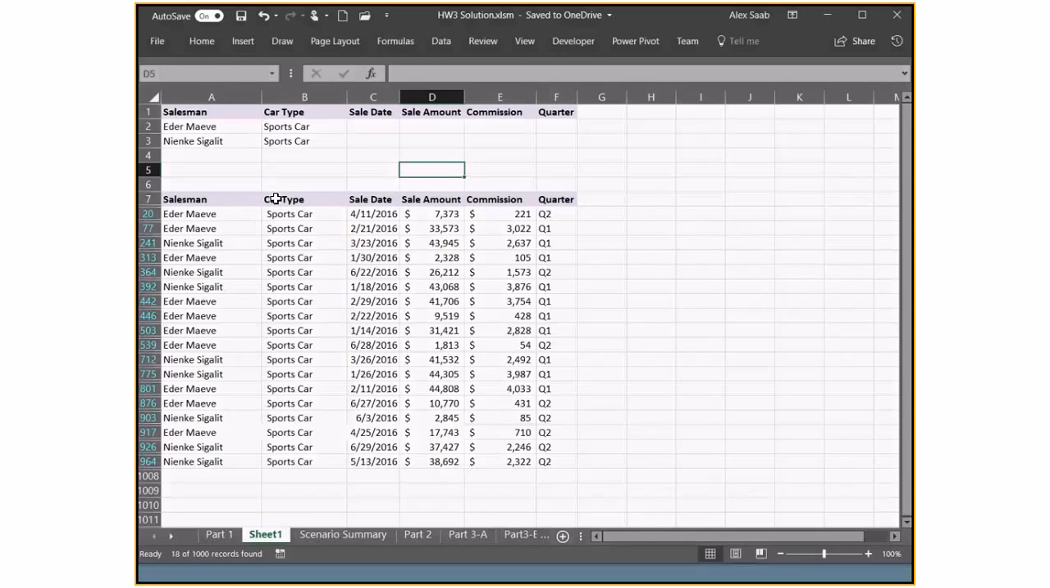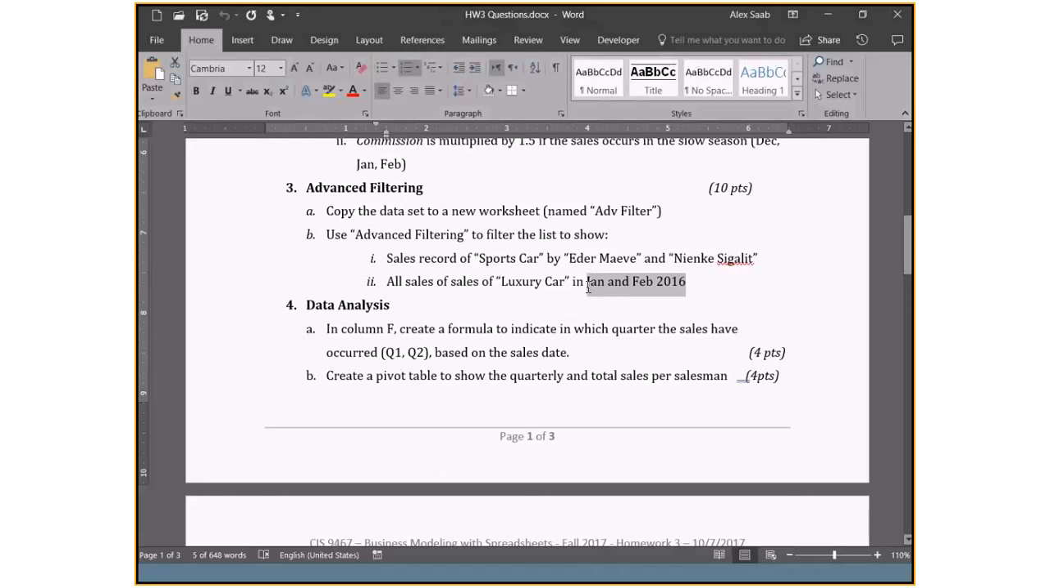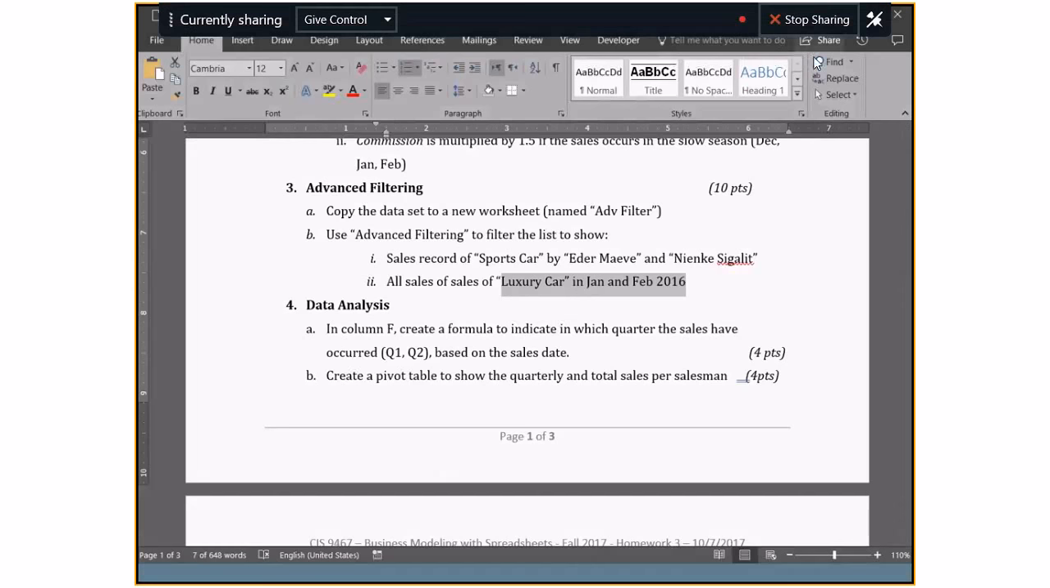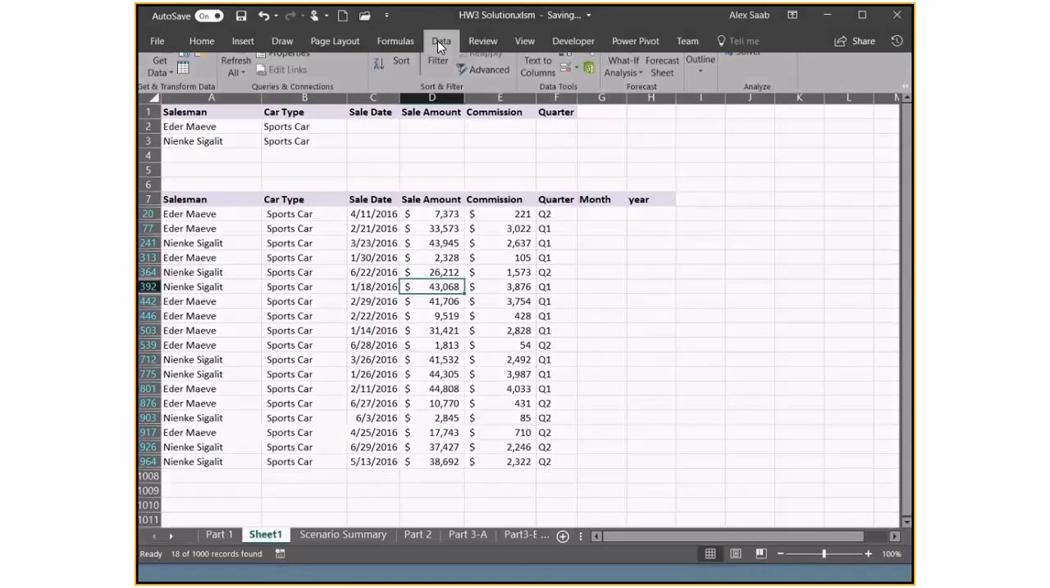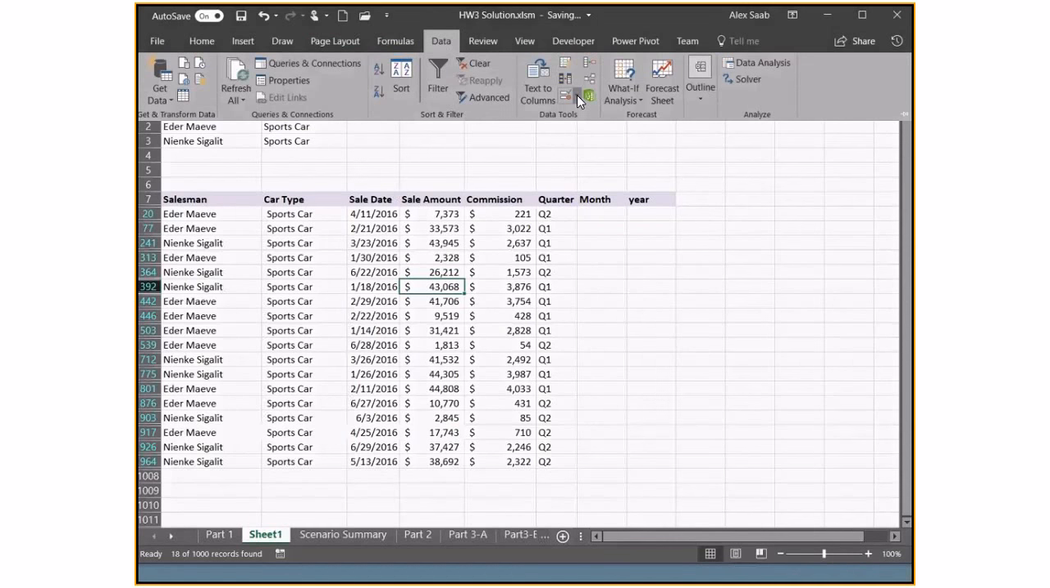I'll think about it. Can you just do this? Hold on, January, February 2016. So the second one, January, February 2016. Ideally, I would add two columns, month and year. You manipulated the data. I didn't manipulate the data, I added a column.